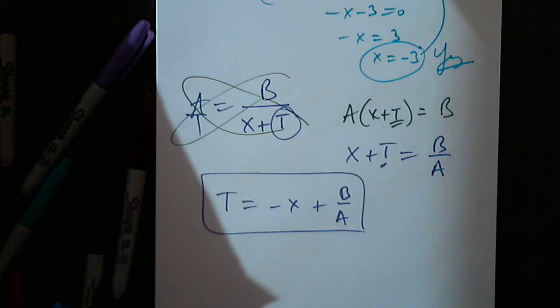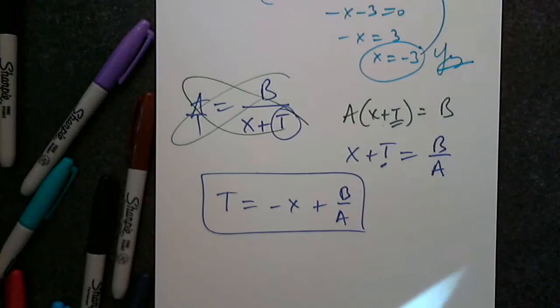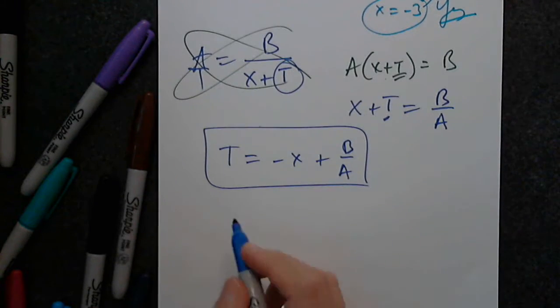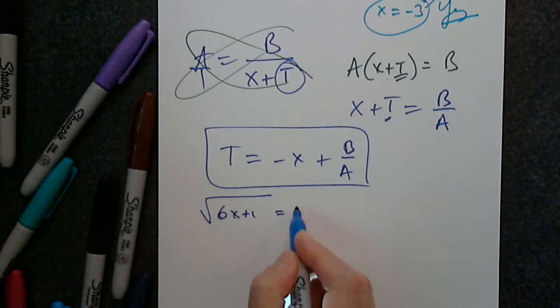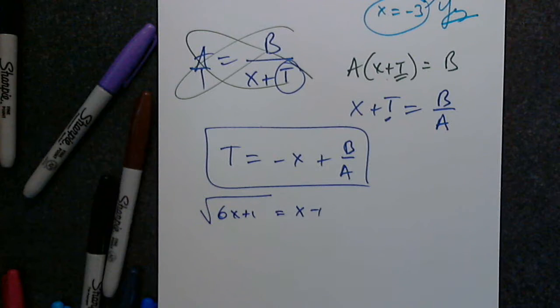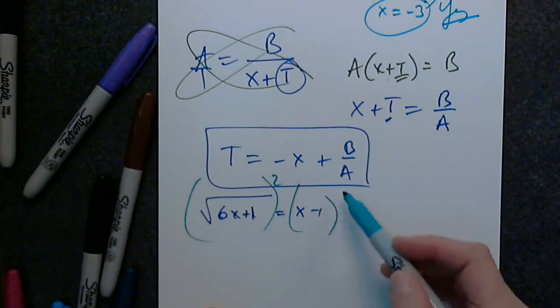Okay, let me choose a radical equation now. Okay, so let's say the square root of 6x plus 1 equals x minus 1. Is this a radical equation? Yeah. Good. So what should we do? How do we proceed here? Well, it seems like the first thing you're going to do is get rid of the big fat radical, is square root of it. Excellent. I completely agree.